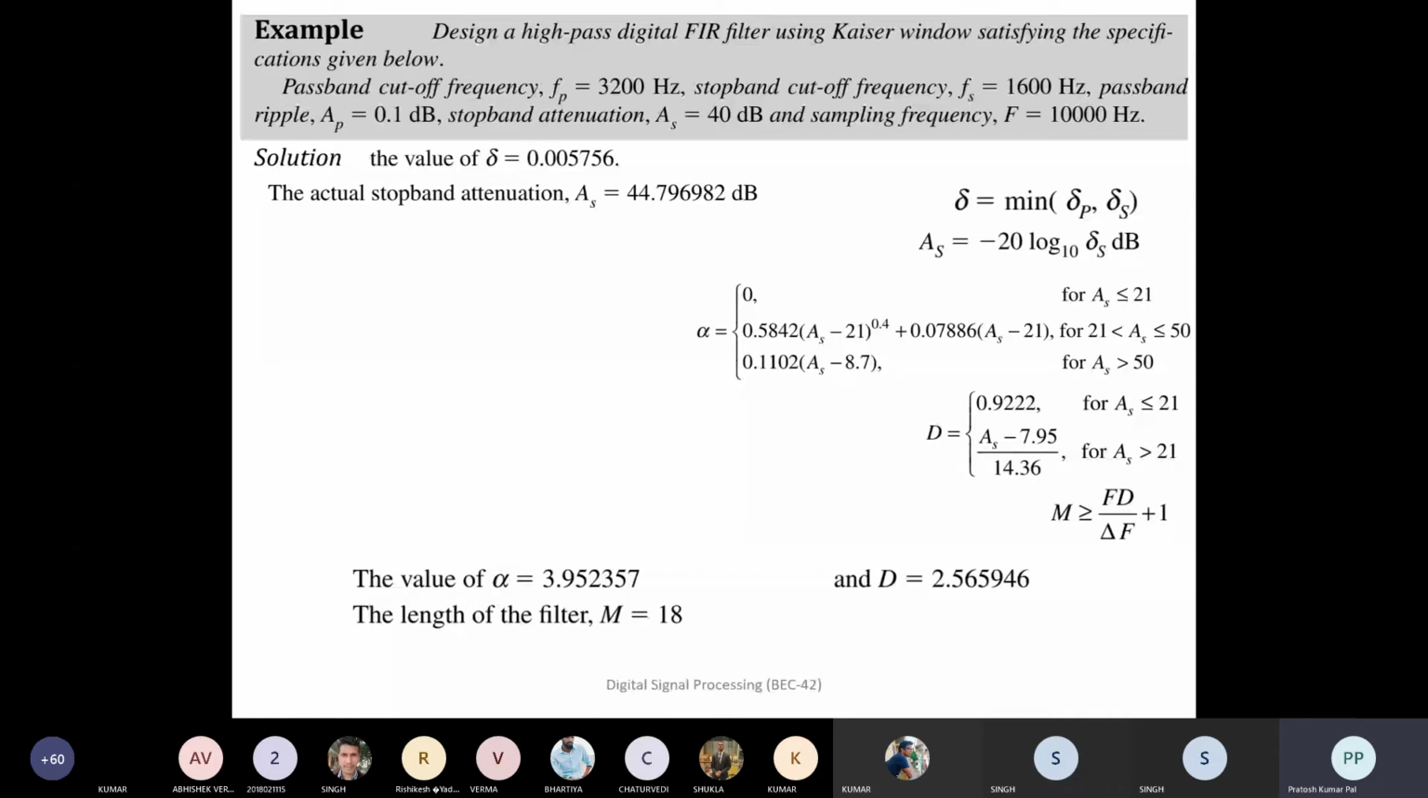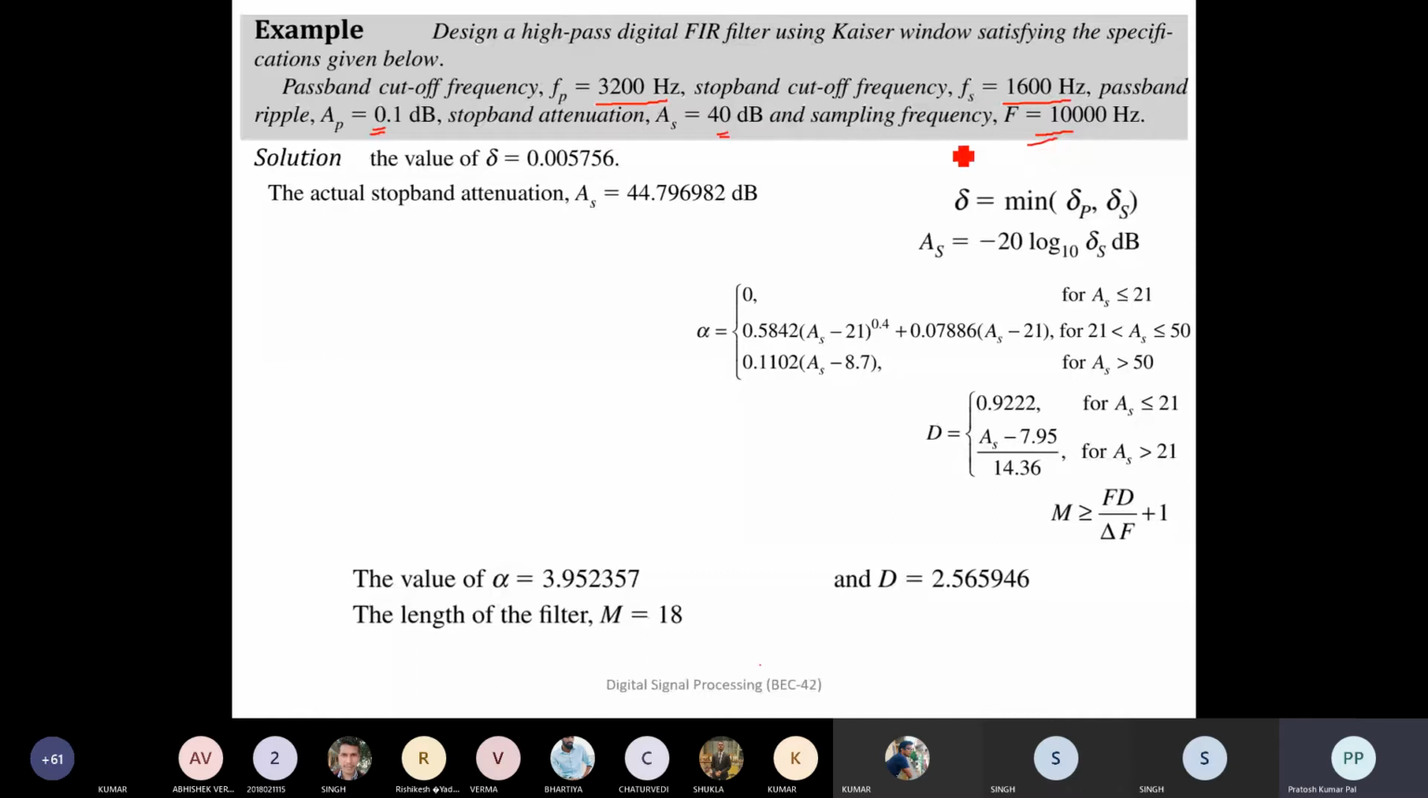So the similar is another example. That example is the design of a high pass digital filter using the Kaiser window having the following given specifications. Here the pass band cutoff frequency is this one, and the stop band cutoff frequency is this one. Along with that, the pass band ripple and stop band ripple are given. In the pass band the ripple is 0.1 dB, in the stop band it is 40 dB, and the sample frequency is given to be 10,000 hertz.